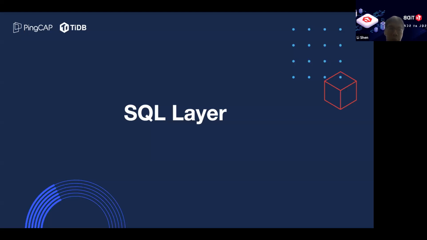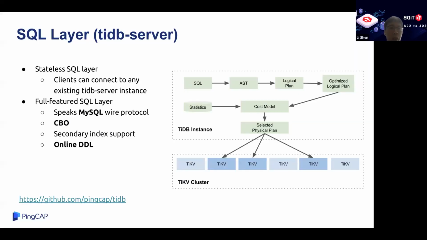On top of the TiKV storage engine, which is a key value storage engine, we build a SQL layer, which is named TiDB. In this section, we call it the tidb-server, meaning the SQL layer. This graph is the architecture of our SQL layer. It does a lot of things about SQL and queries, and it speaks the MySQL wire protocol to the client, so the client will interact with the TiDB instance.